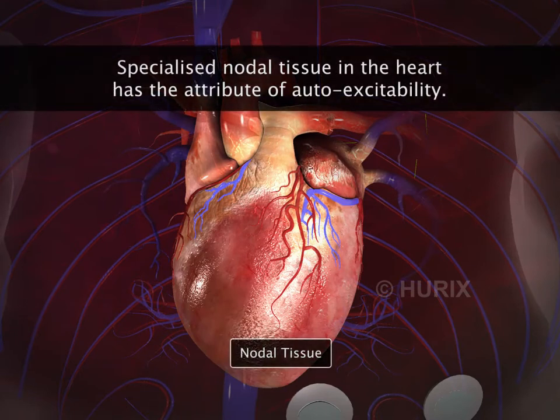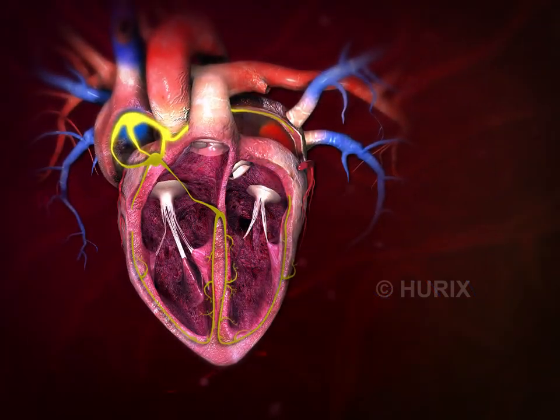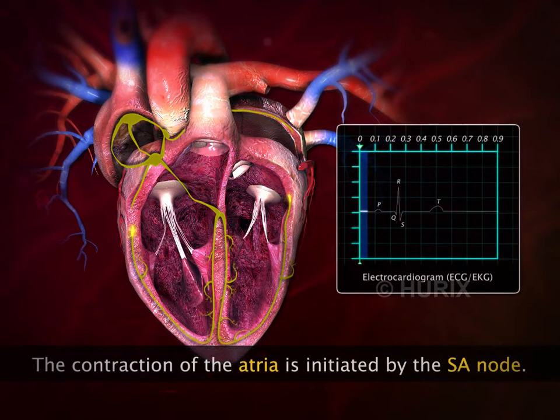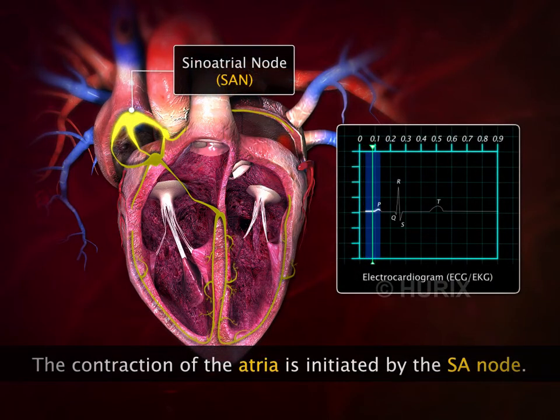The human heart has specialized regions of muscular fiber that constitute the nodal tissue. This tissue has the capacity for independent excitability. Nodal tissue in the sinoatrial node, or SAN, is located in the top right corner in the wall of the right atrium. It generates an impulse that causes the atria to contract.